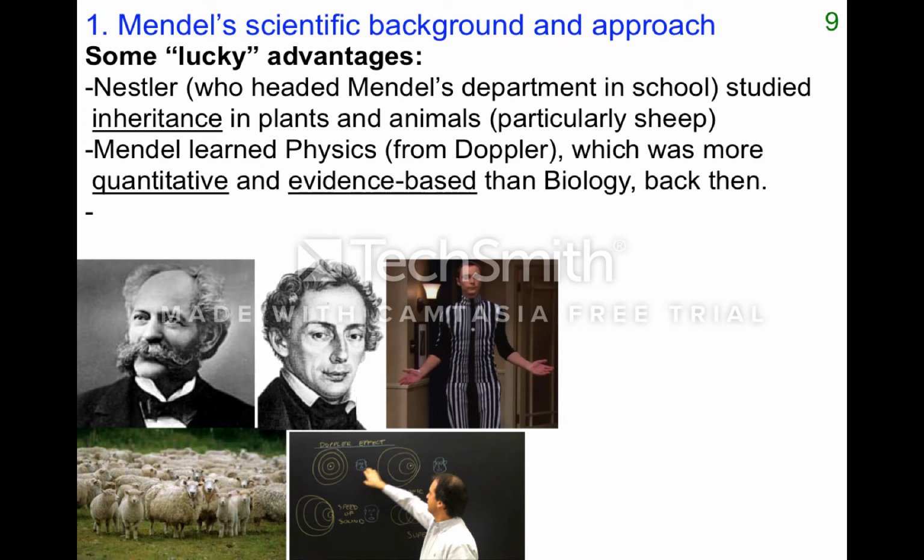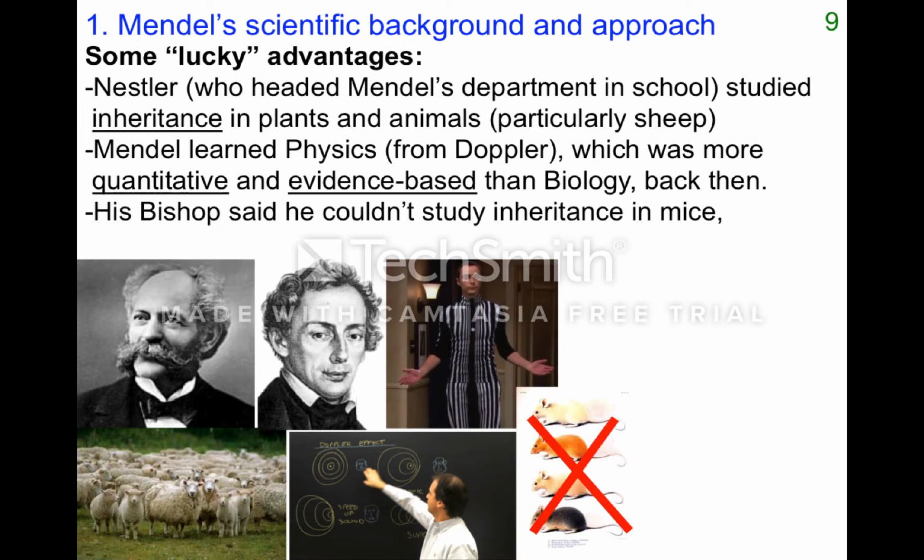And back then, physics was a much more quantitative and evidence-based study than biology. Biology was much more about just studying and being in awe of the natural world, right? Whereas physics did a lot more measurements and calculations, right? So he had a good background in quantitative study.